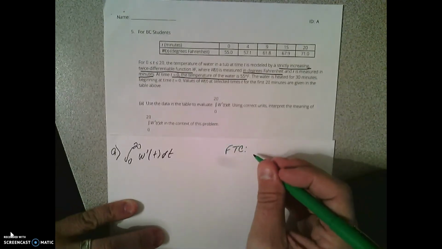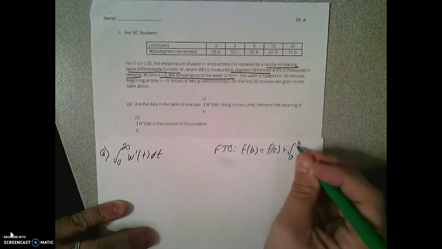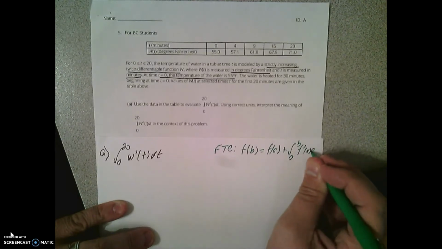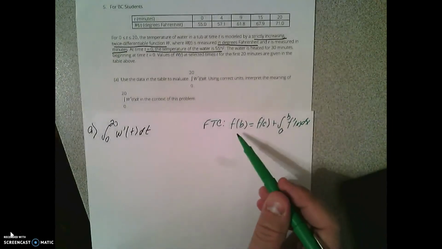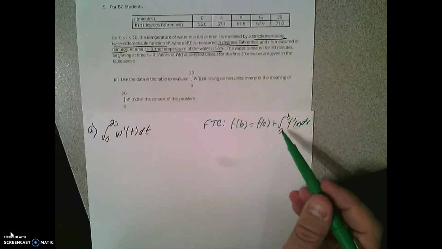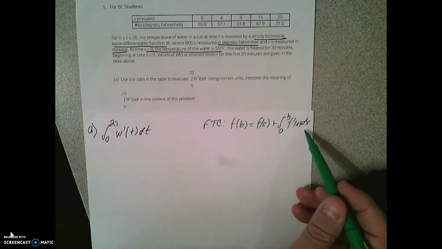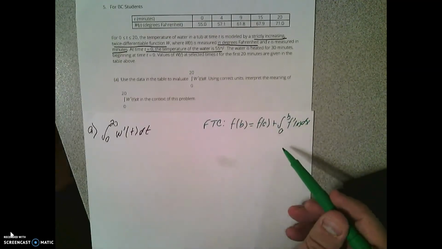The fundamental theorem of calculus says f of b is equal to f of a plus the integral from a to b of f prime of x dx. I like to explain this as the value of the function at the end value is equal to the value of the function at the beginning plus the integral from a to b of f prime of x dx. This represents the total change in the function.